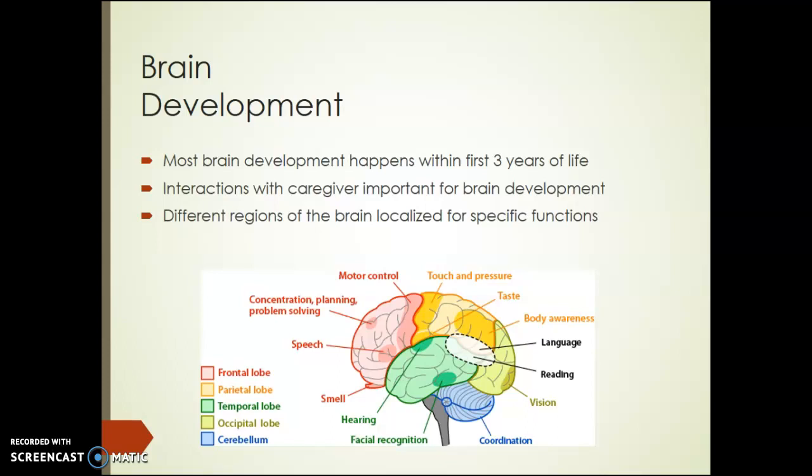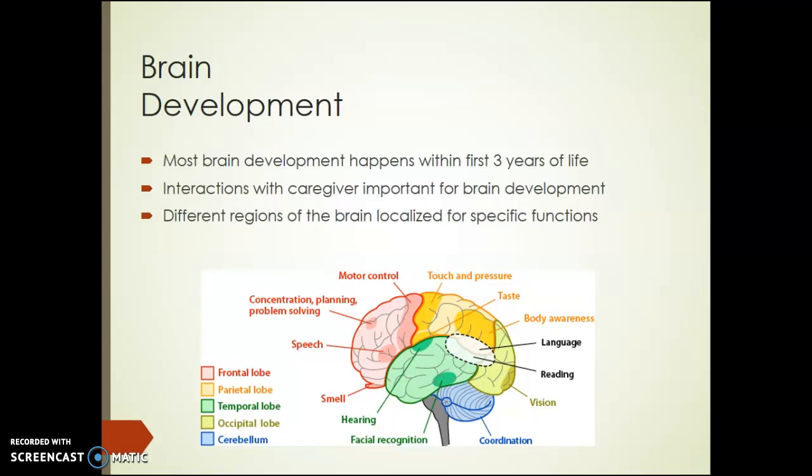And then the parietal lobe is the yellow section. And you can see that yellow section relates to touch, pressure, taste, and body awareness. And then the green section is the temporal lobe, and that is responsible for facial recognition and hearing.